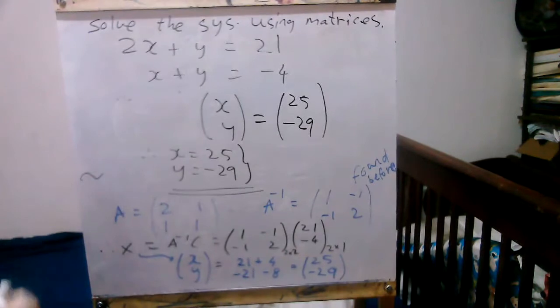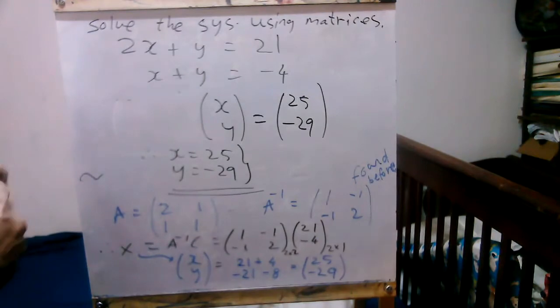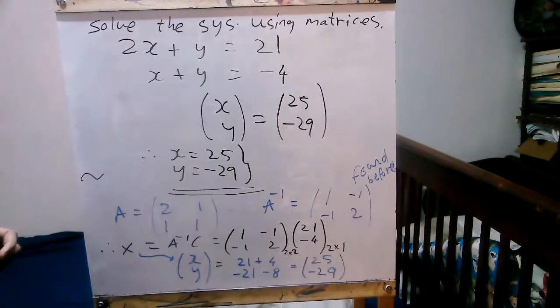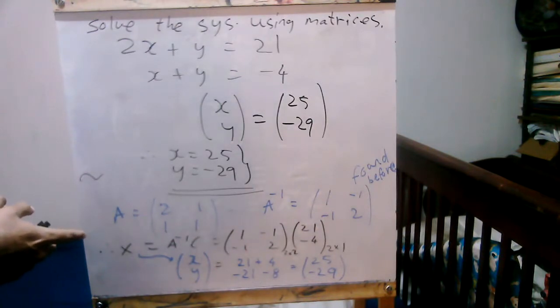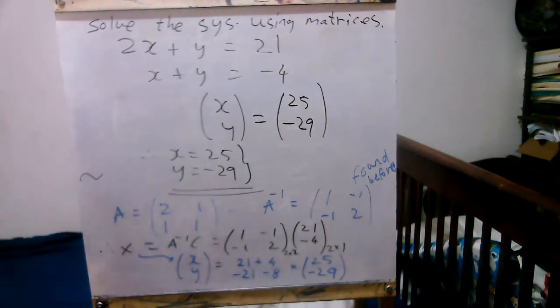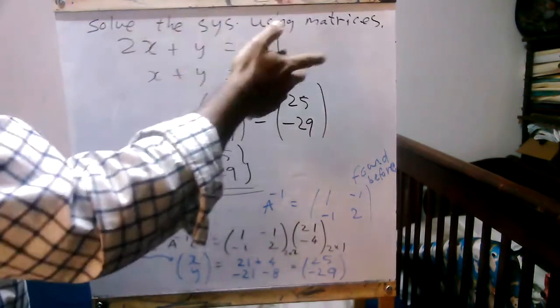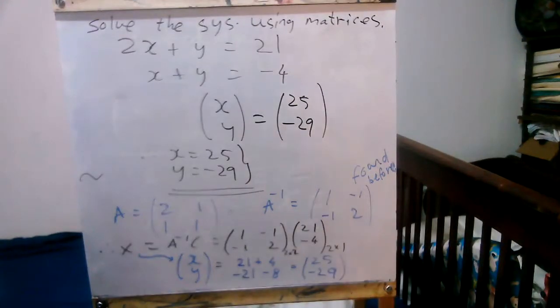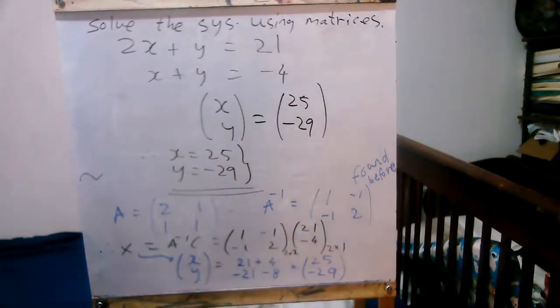Now in short, we had this system of equations. Without doing the regular addition method or elimination, we use matrices to do this. We form the coefficient matrix and the column vector equal to another column vector with these two, and we solve for x. We get the answer using A inverse times that column vector. We get this, right?